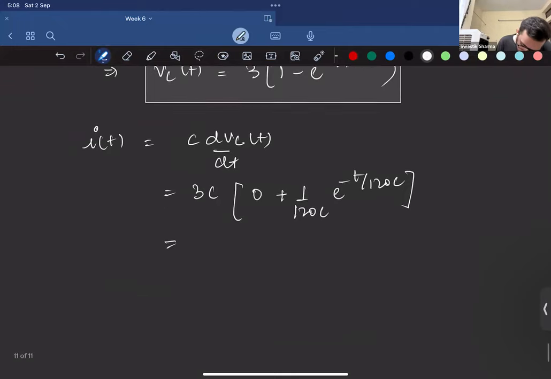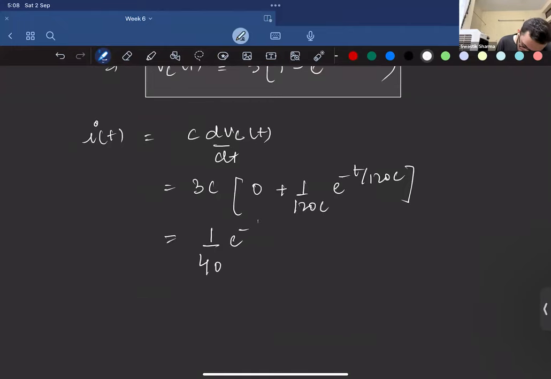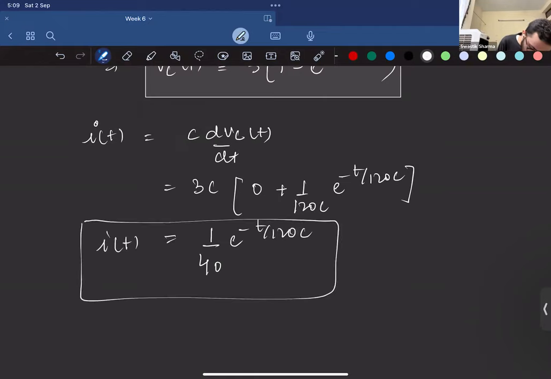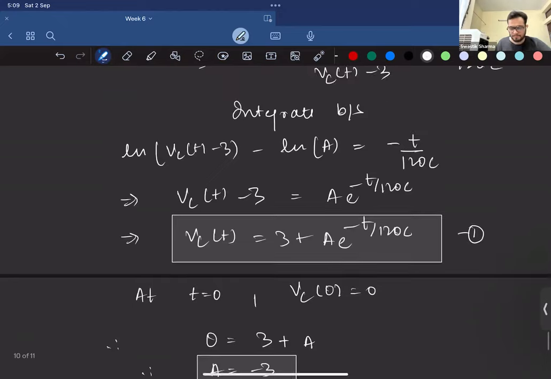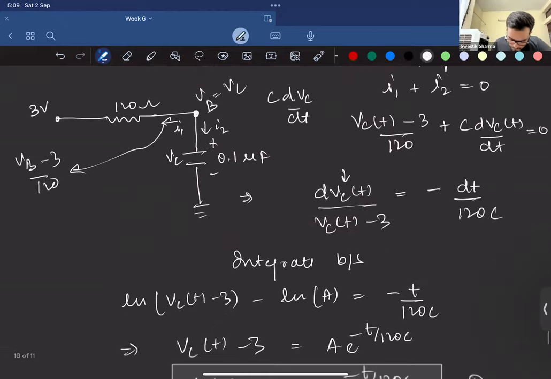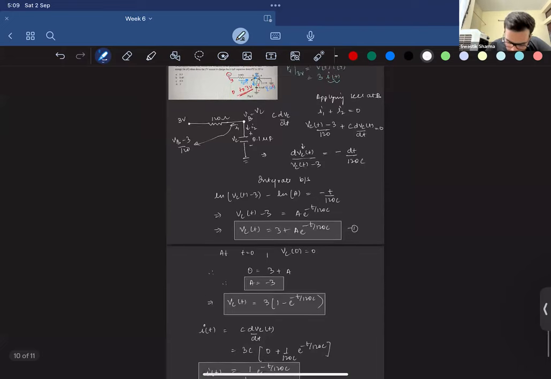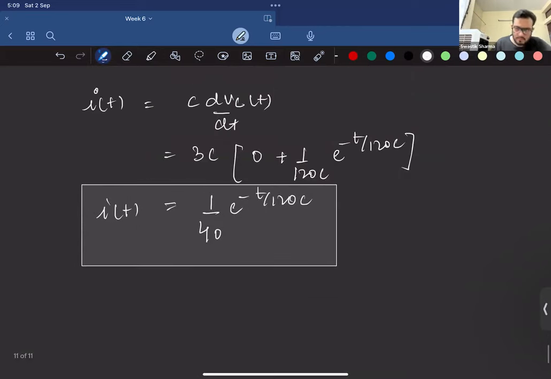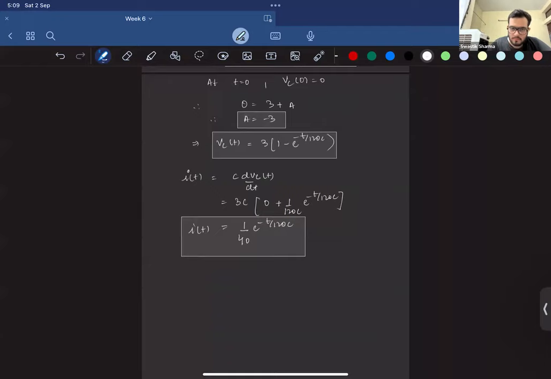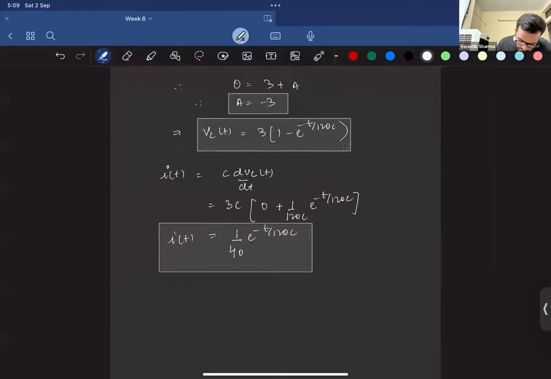So this is the current that's flowing in the circuit, right? So now can we find p(t)? Can we find p(t) now? We can, right? Vanessa, do you have any doubt up until this point? I hope not, right? So let's go.